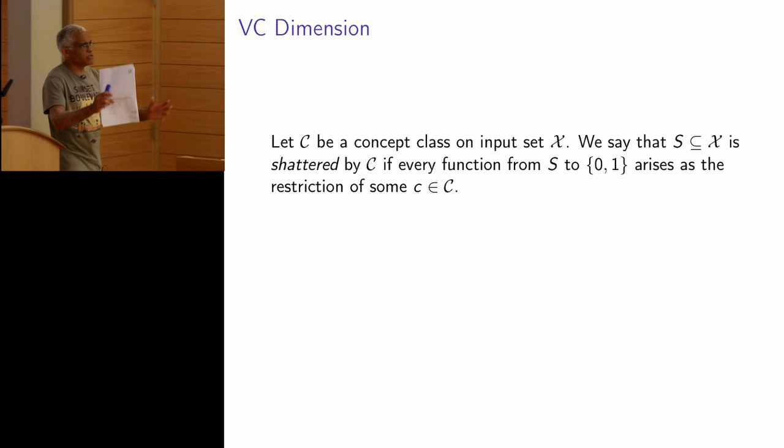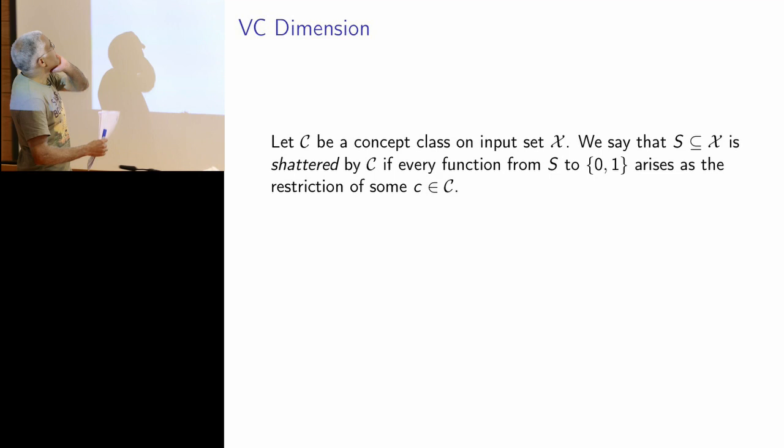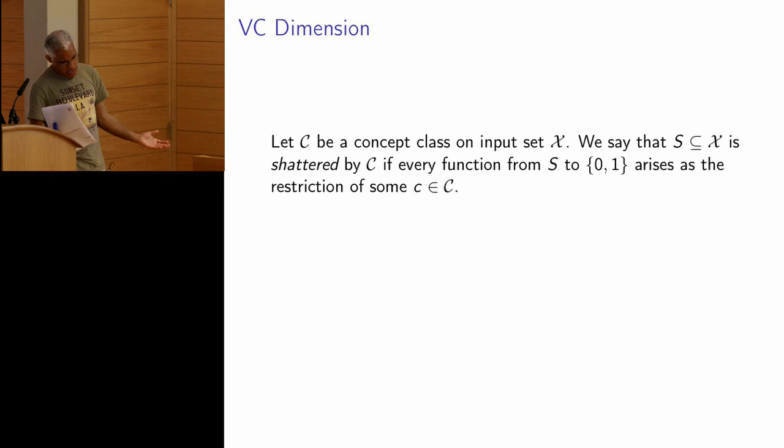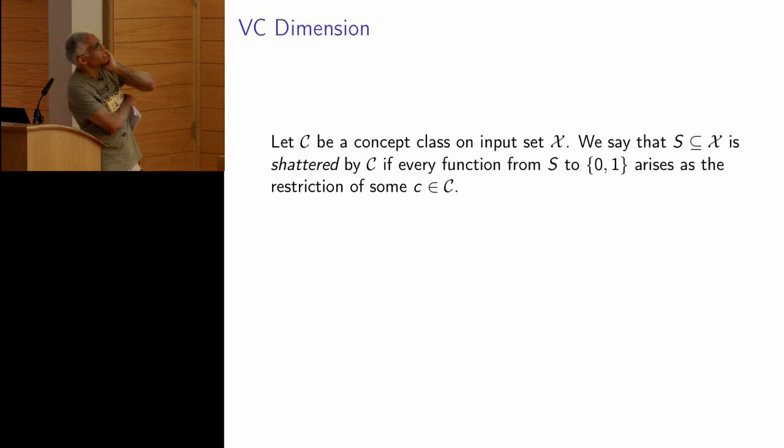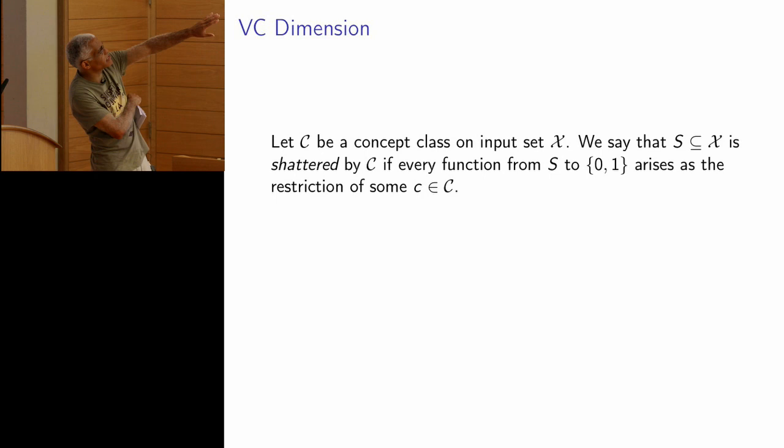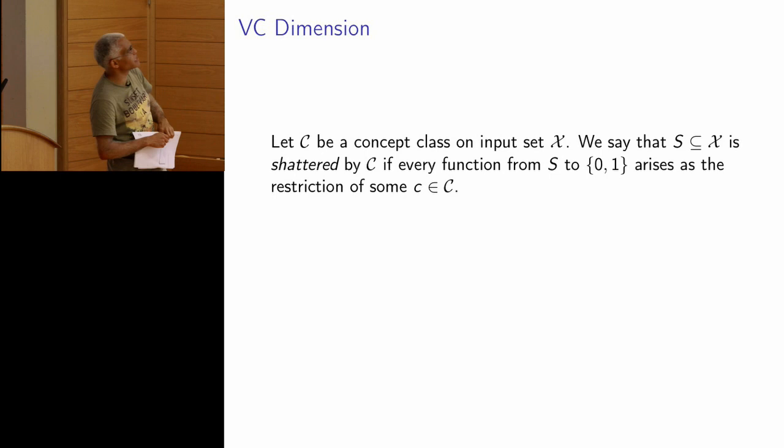Okay, so I want now to address this: you're given a concept class, and the question is, is it PAC learnable or not? Yes or no? There is a combinatorial measure which characterizes when a class is PAC learnable, and this is the VC dimension, which is very clean and nice. So let C be a concept class on input space X, such as our rectangles, and we say that S is shattered by C if every function from S to {0,1} arises as the restriction of some concept c in C.